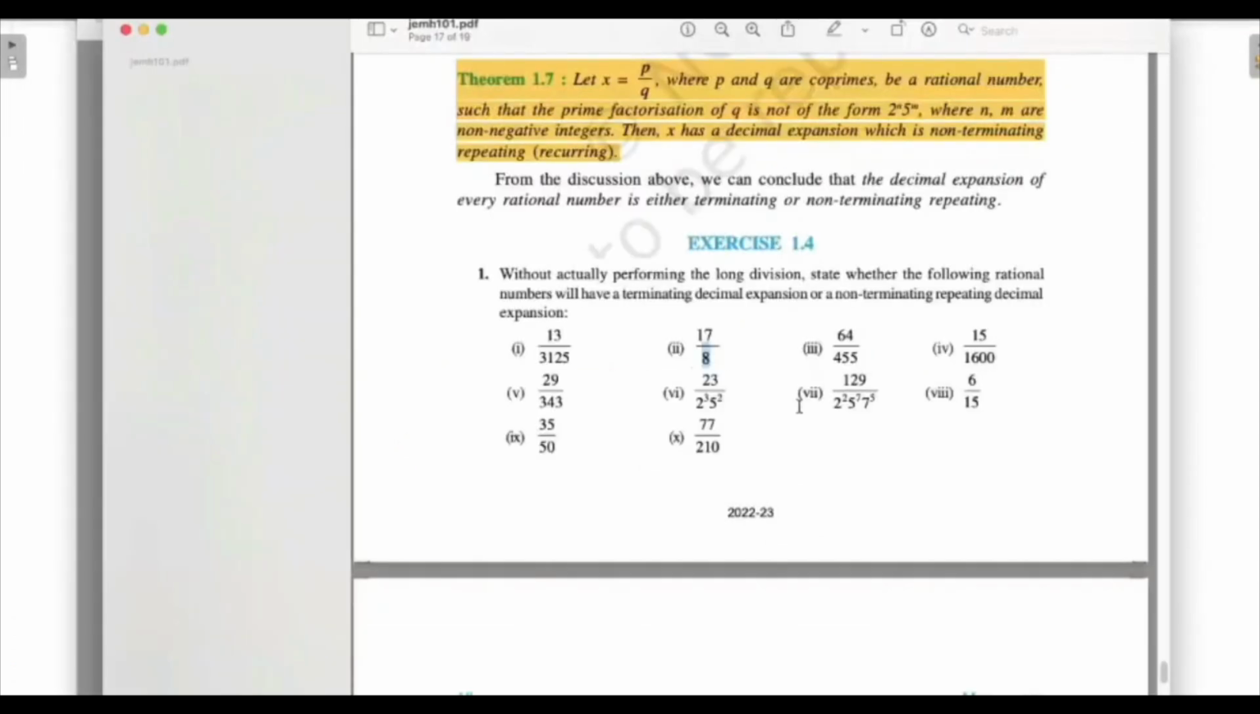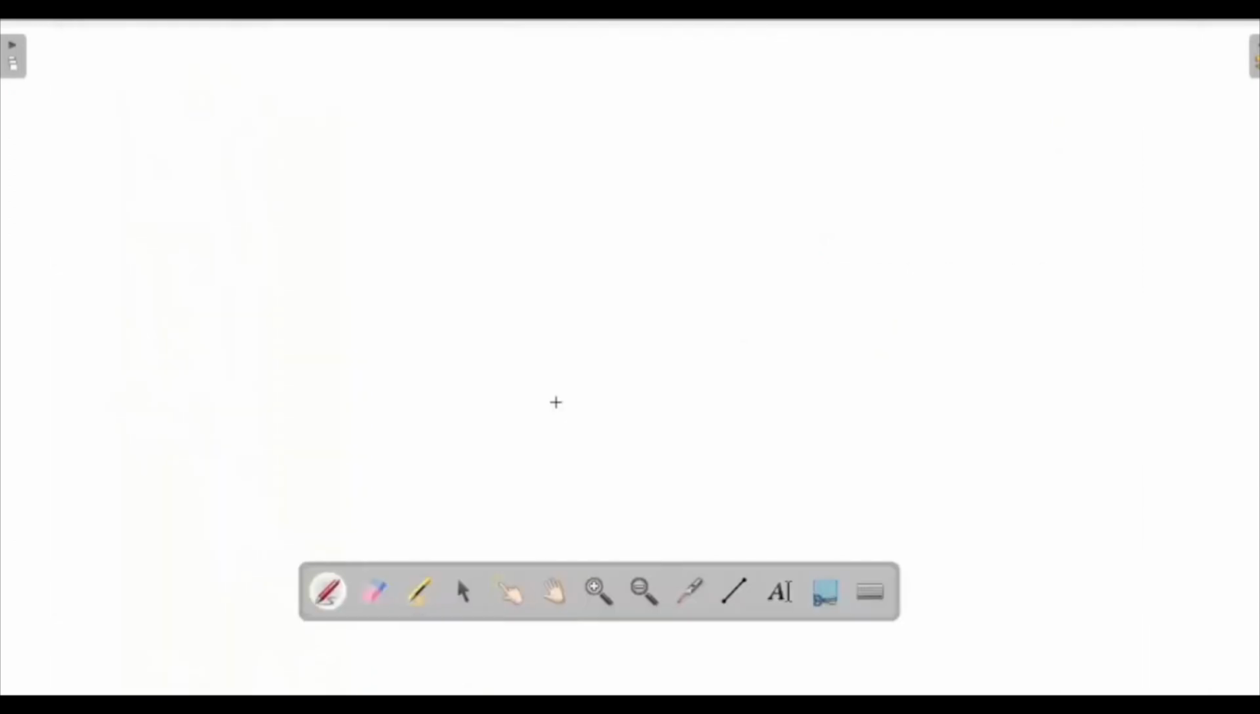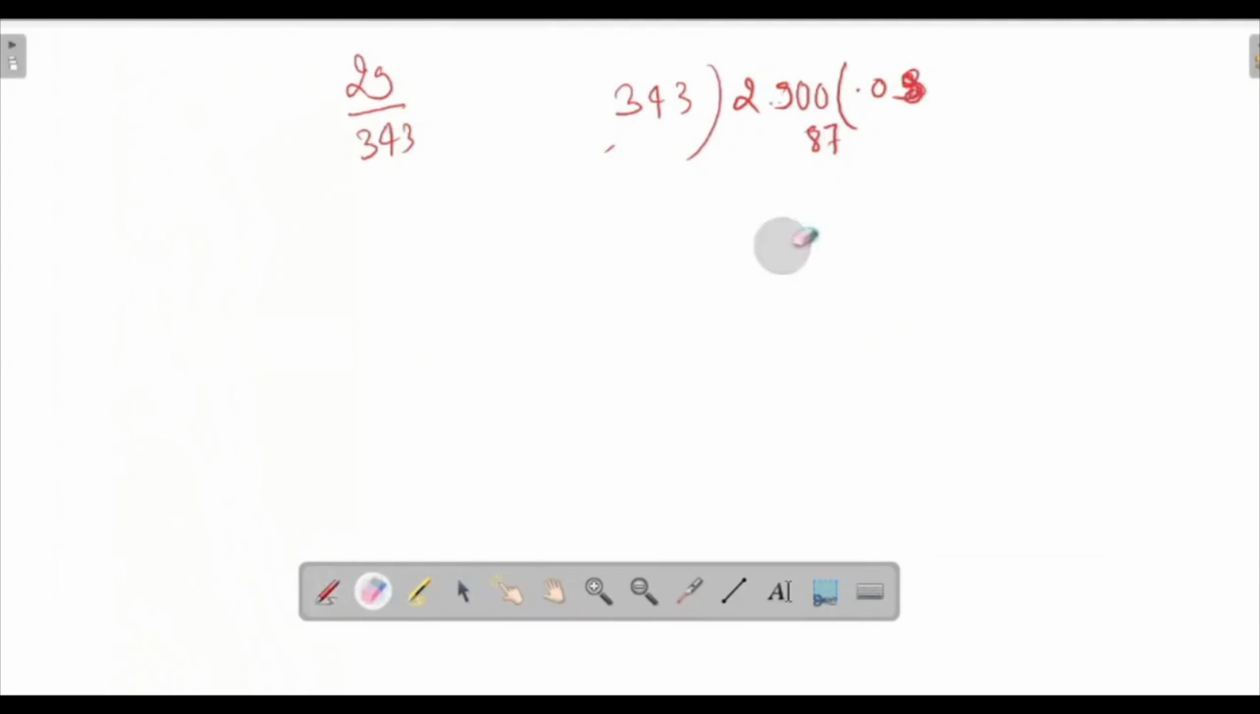For example, one wherein it would not be terminating, for example this one, 29 upon 343. I mean, it will take us time. 29 upon 343. It's not divisible by either 2 or 5, so I know that I'll have to just start dividing. So 29, this is 0. Now I get another 0, 0. Then this is 9 times. I have put a point because it's not divisible. Then there's a 0, another 0. So it's not 9, actually 8 times.